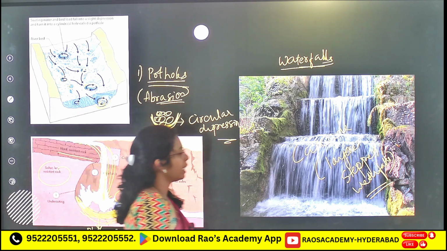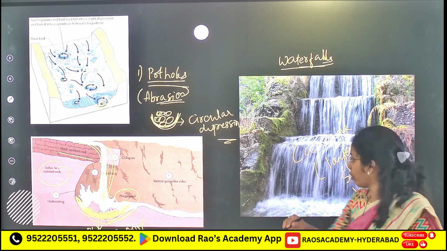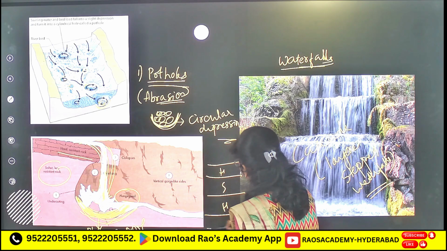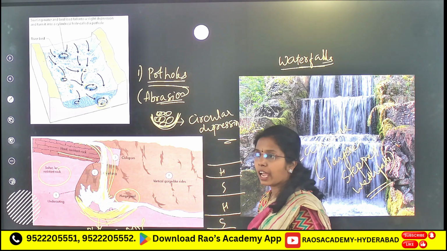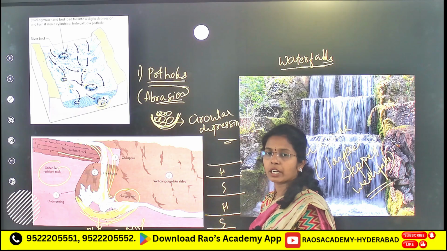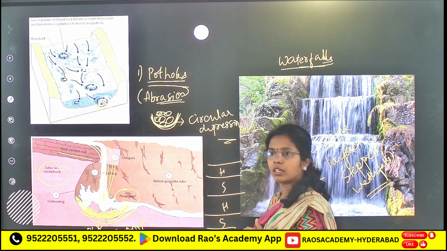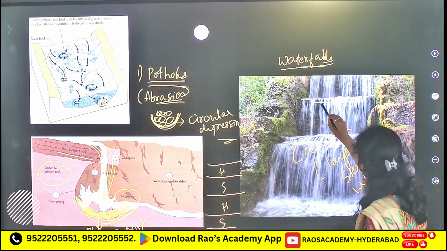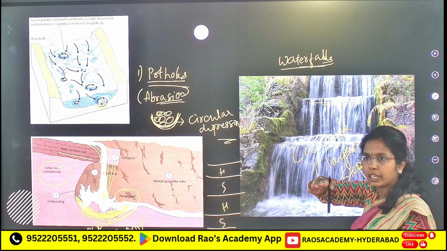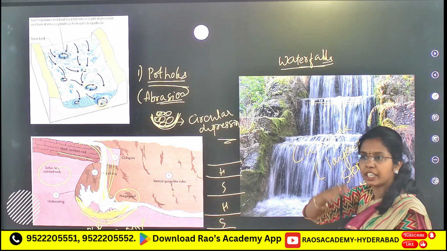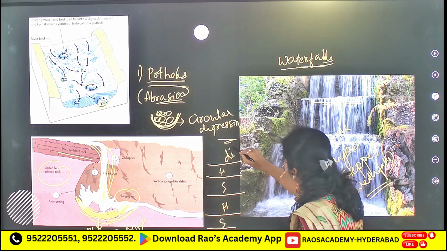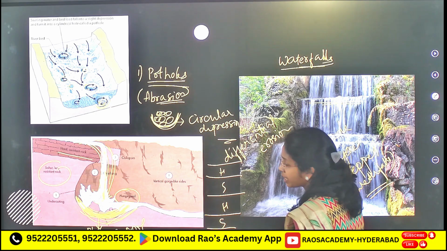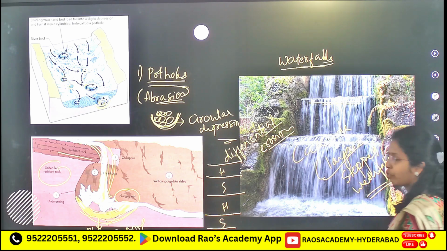But a cascade is layered, one layer of hard rock, one layer of soft rock, hard, soft rocks. What happens? They erode differently. Hard rock takes time. Soft rock erodes fast. Because of that, hard rocks erode slowly and they create steps. Because of this differential erosion, stepped waterfalls form.